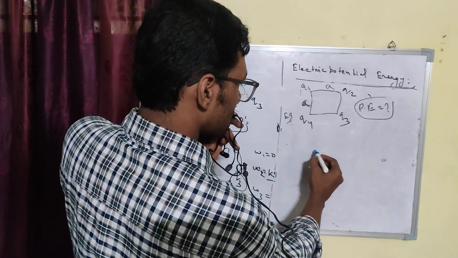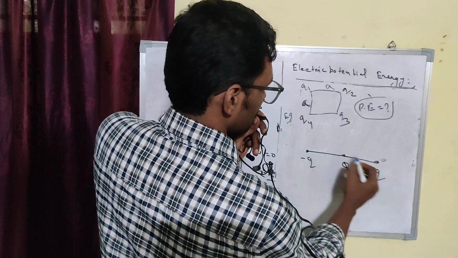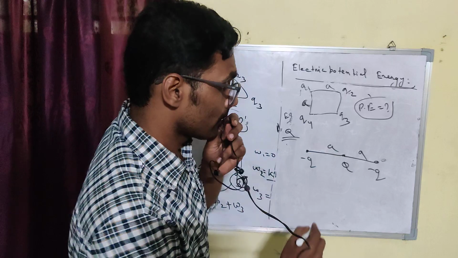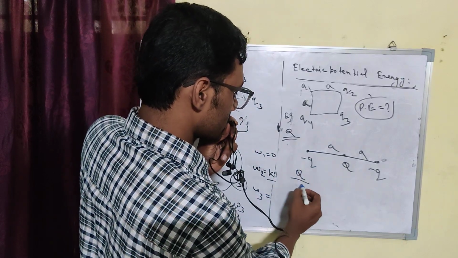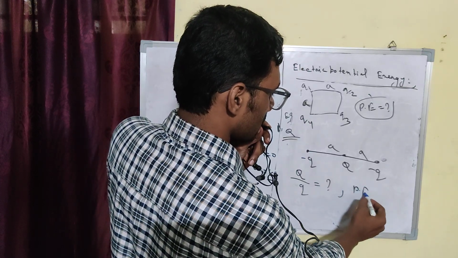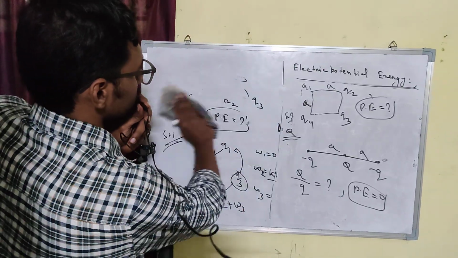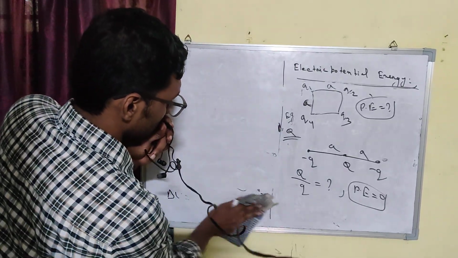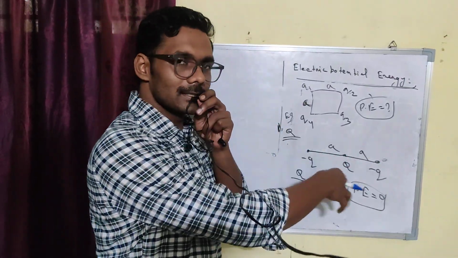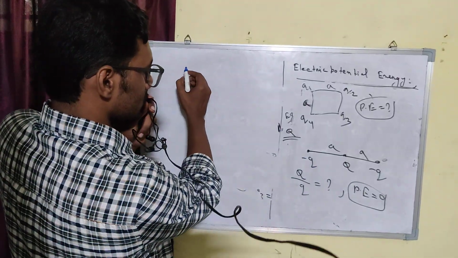Let's say 3 charges are there, minus Q, Q and minus Q, A. Now what we have to find out, find the relation between or ratio between Q and Q such that net potential energy of the system is 0. Can you do that? Okay, can you do that? So simple, total potential energy to make this system equal to 0. So we will find that.